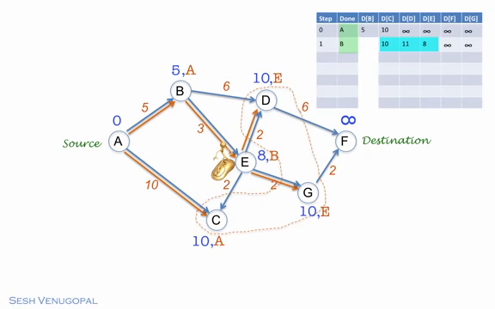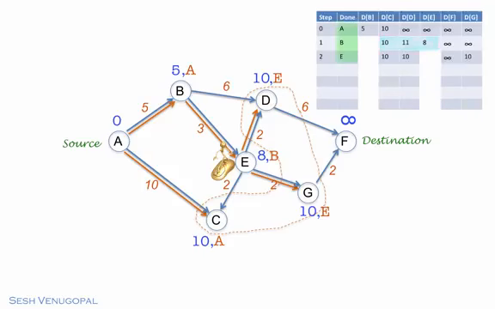As for the neighbor C, the new distance via E is 8 plus 2, which is 10. This is the same as C's current distance, which means whether we go directly from A to C or A to B to E to C, it's the same distance. So there is no point in changing the distance of C. Let's update the table to reflect these changes.